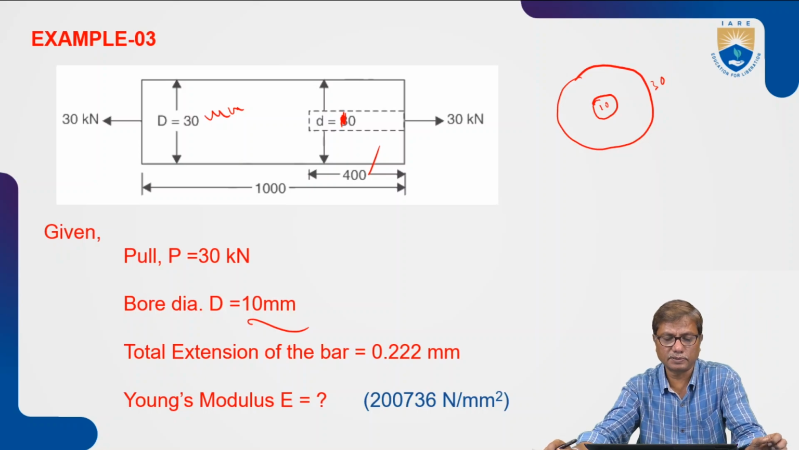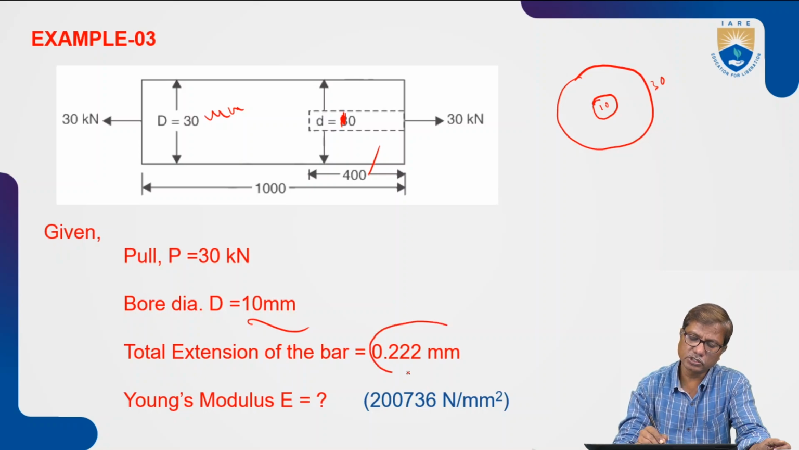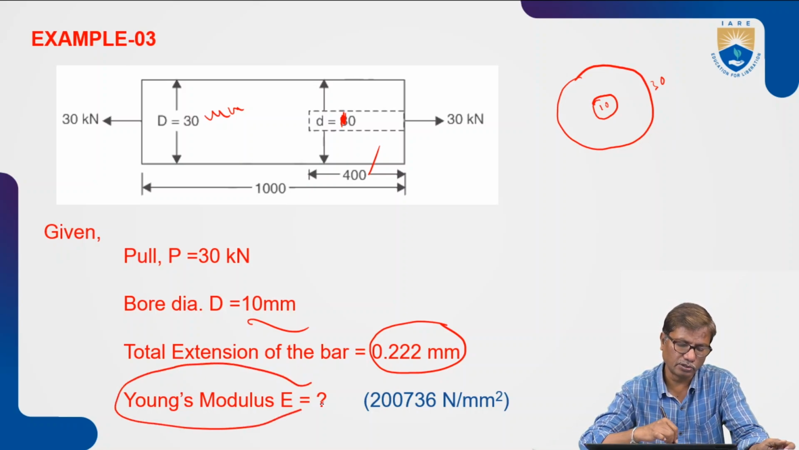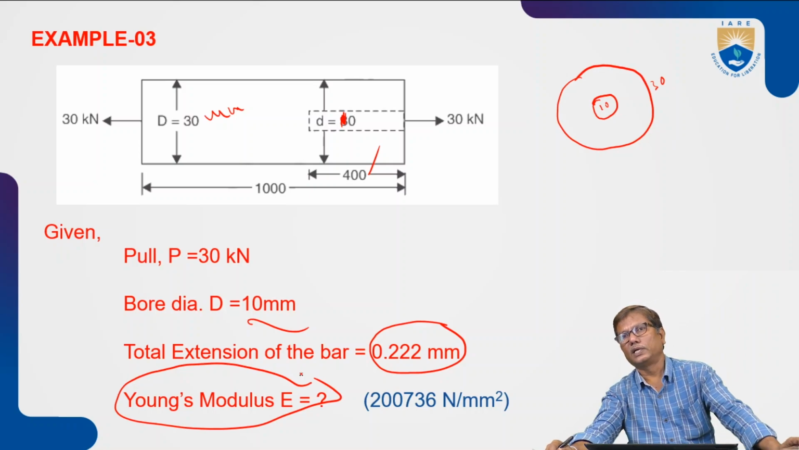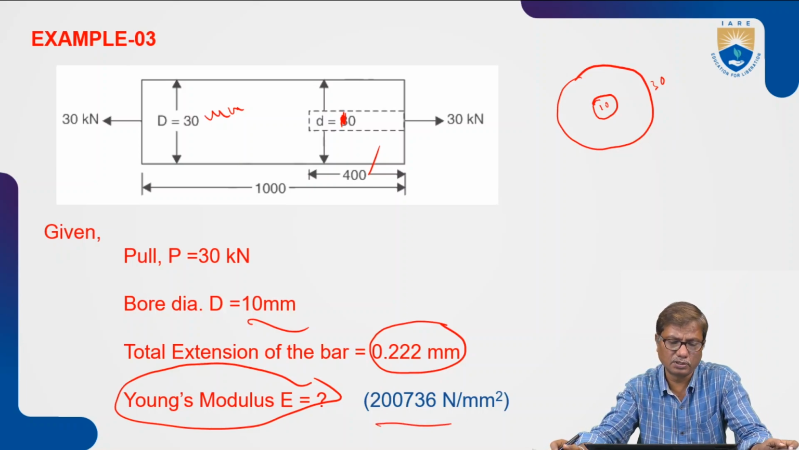Bar is of diameter 30. Okay. And it is subjected to an axial pull of 30 kilonewtons. And total extension is given here, which is 0.222 millimeters. Okay. And what you have to find is Young's modulus of the member. And how to proceed, how to solve this. Here also the cross section is not same throughout. It is not of uniform section.